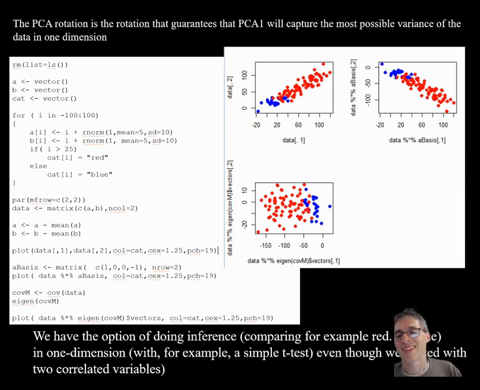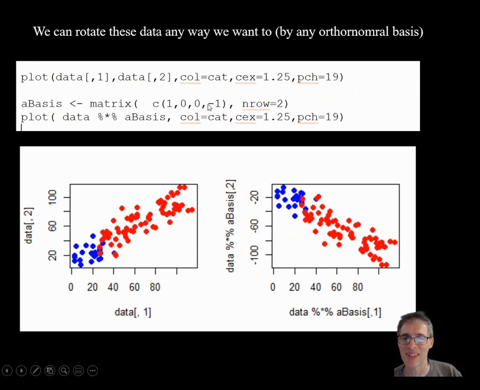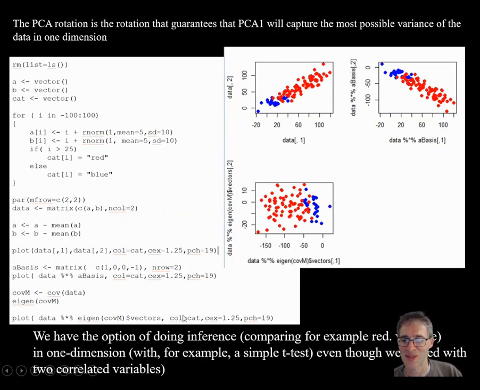So in this first plot, we just rotate the data by any old basis, and that just flips the data. Here, the basis is just some random basis that we've defined that flips the data, so that doesn't do us much good. But when we choose a basis that is the eigenvectors of the covariance matrix, so here I form the covariance matrix, and then I choose the basis that is the eigenvectors of that covariance matrix.